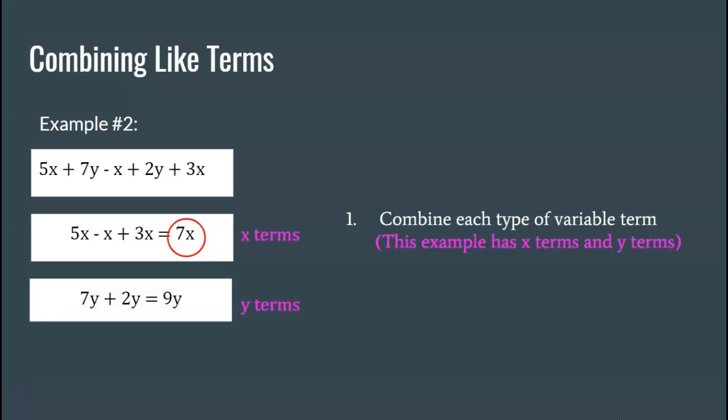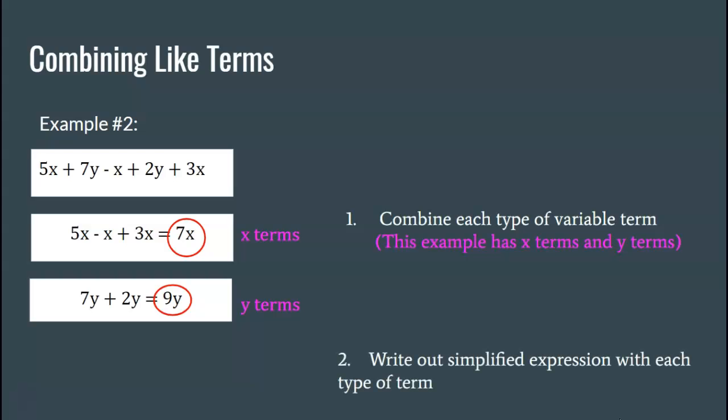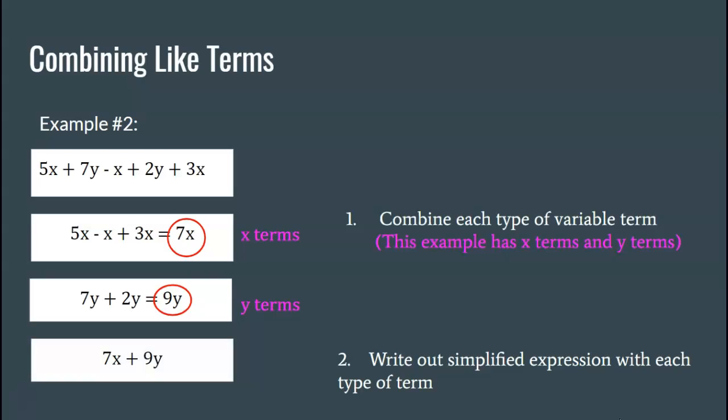Now let's look at the y terms. 7y plus 2y equals 9y. And the second part of our simplified expression will be to write out each type of variable term. 7x plus 9y. That's our simplified expression.